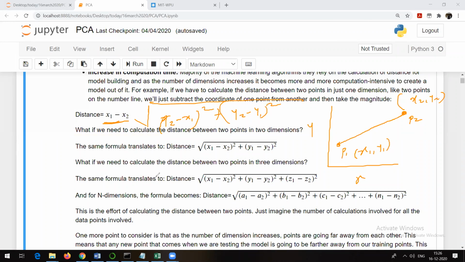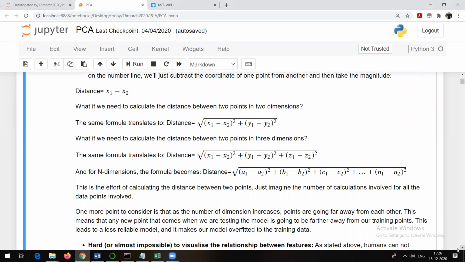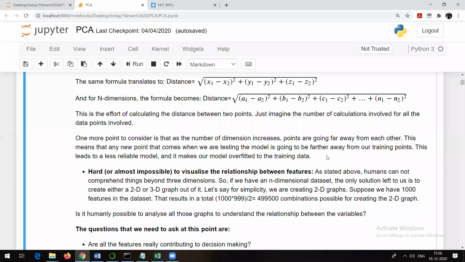But what if the number of dimensions goes on increasing? For three dimensions, x, y, z, and then n dimensions. For n dimensions: (a1 minus a2) whole square, (b1 minus b2) whole square, (c1 minus c2) whole square, and so on, up to (n1 minus n2) whole square. Just think about this. The number of calculations is going to increase a lot, and it is going to take a lot of time. That's why we make use of principal component analysis.